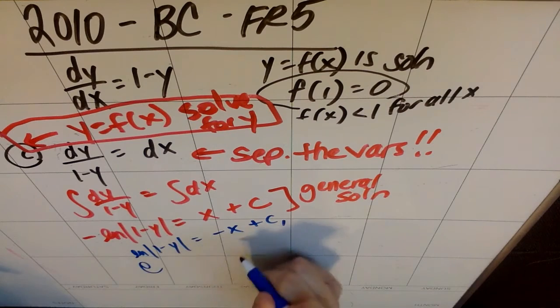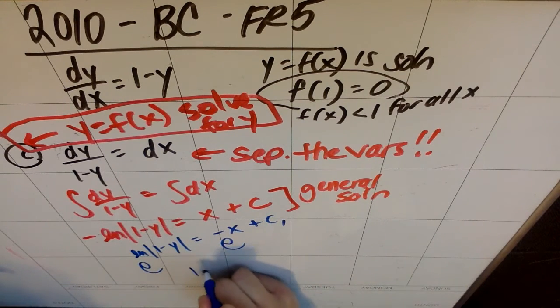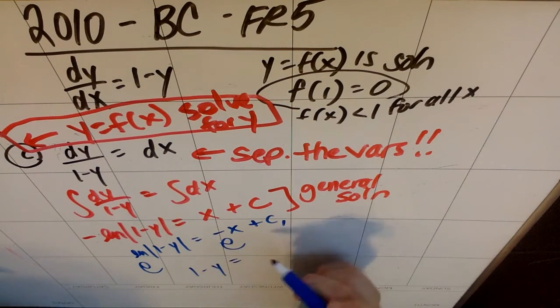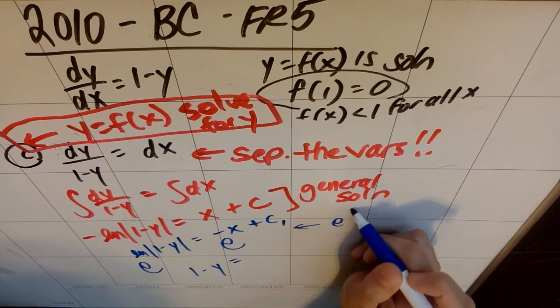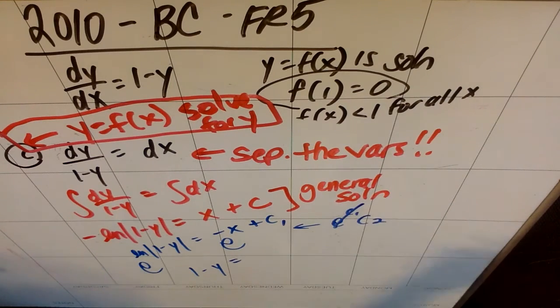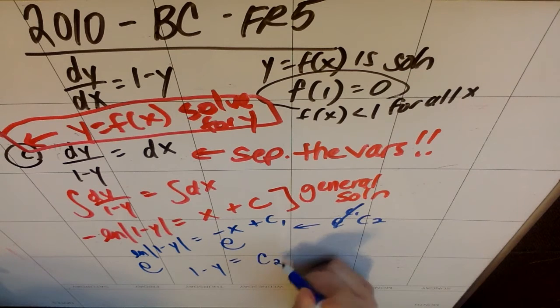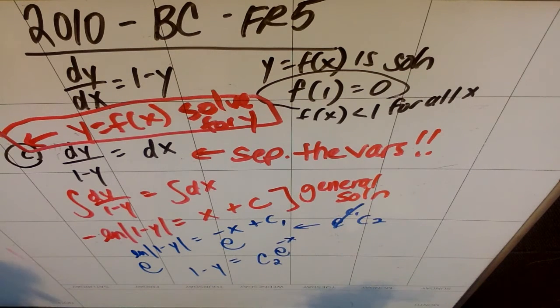And then I'm going to exponentiate to get rid of all this nonsense. So I'm going to get 1 minus y equals, and then I recognize that e to the C sub 1 is just a new constant. So I'm going to call this C sub 2 e to the negative x, right? And you don't have to do that, but that's what I'm going to do. The AP didn't do it here. It doesn't matter. It's okay.